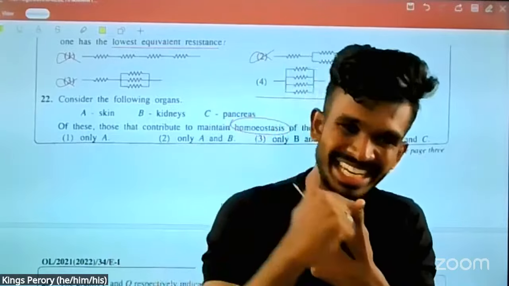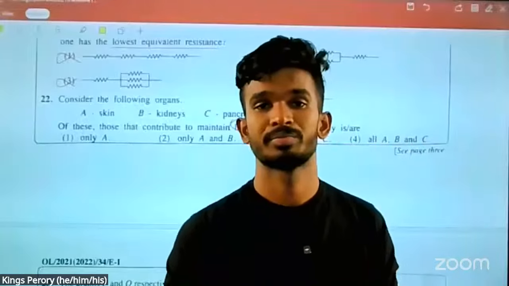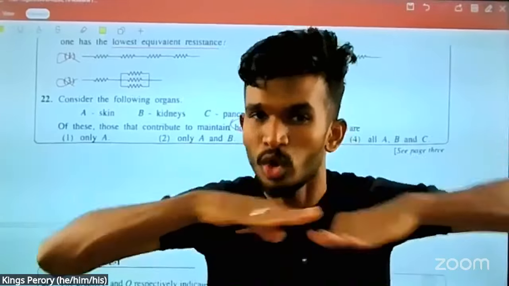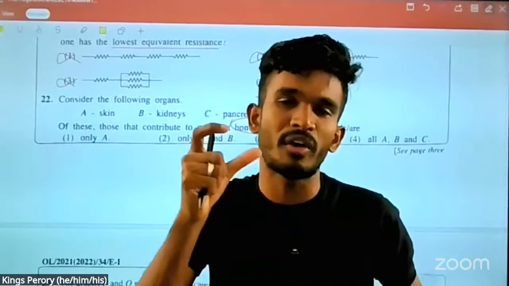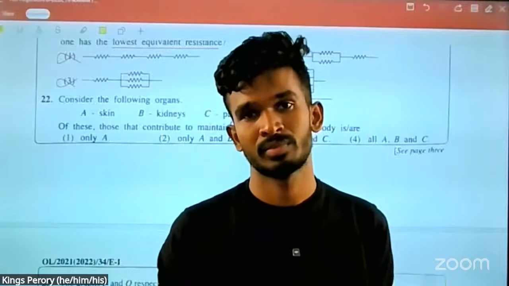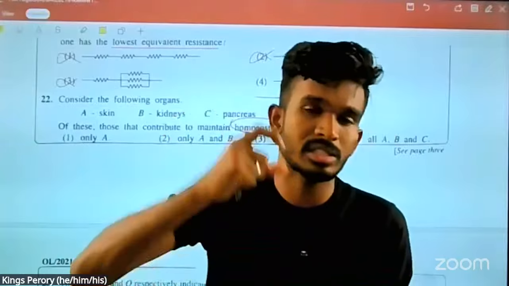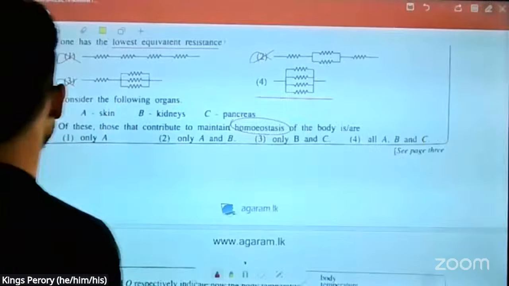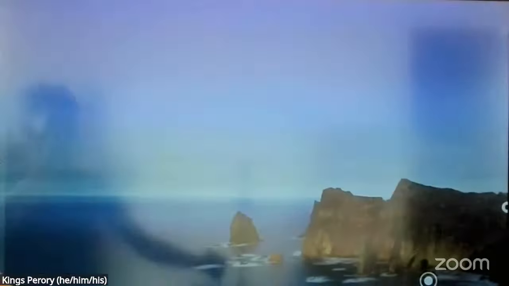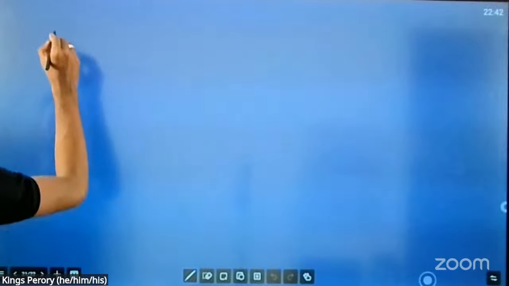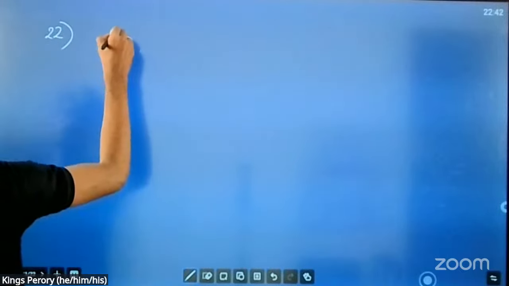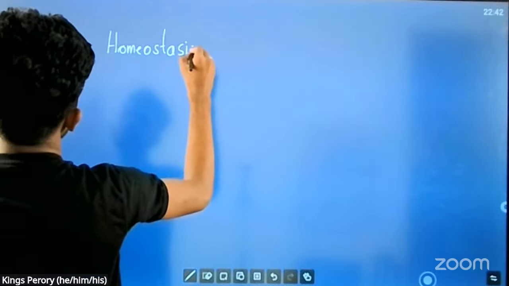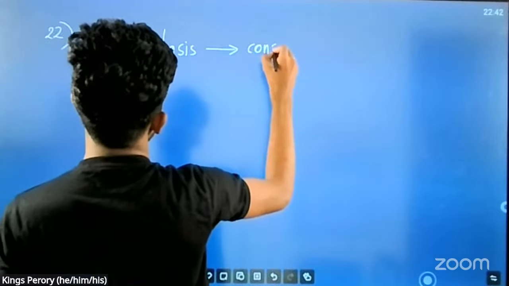Your internal environment consists of the tissue fluid and lymph. That internal environment's factors should be maintained constant. Then only your cell functions will take place properly. So maintaining a constant internal environment is homeostasis.